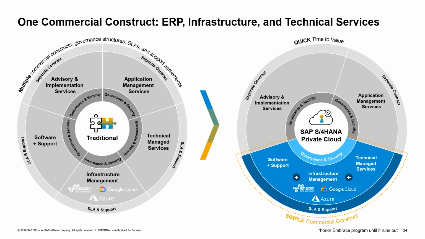With S4HANA Cloud Private Edition, we really have got this into a simple construct. So everything in the bottom in blue is provided by SAP in one contract with one material number. Very simple. It includes the software and support, infrastructure and management, and the technical managed services. We have an SLA and a support agreement wrapped around that.